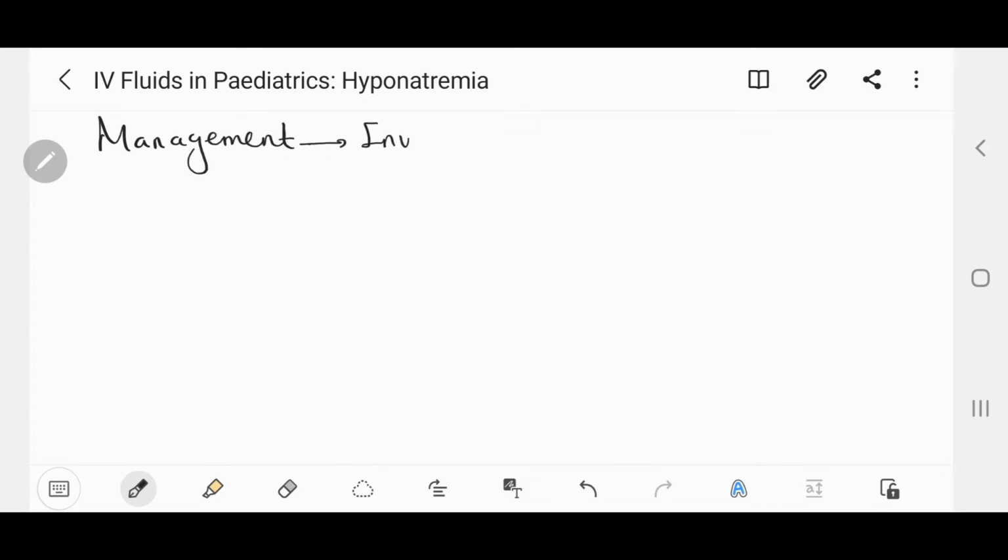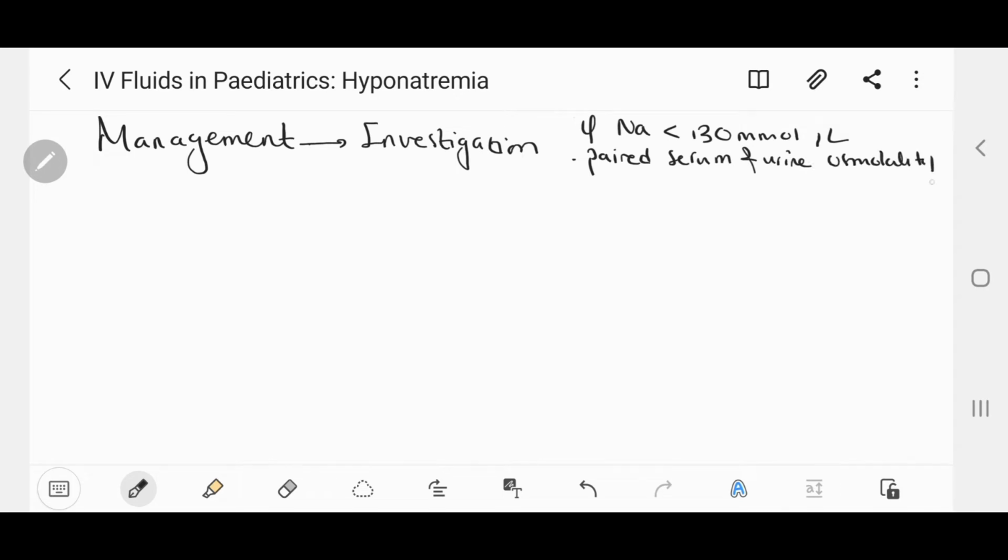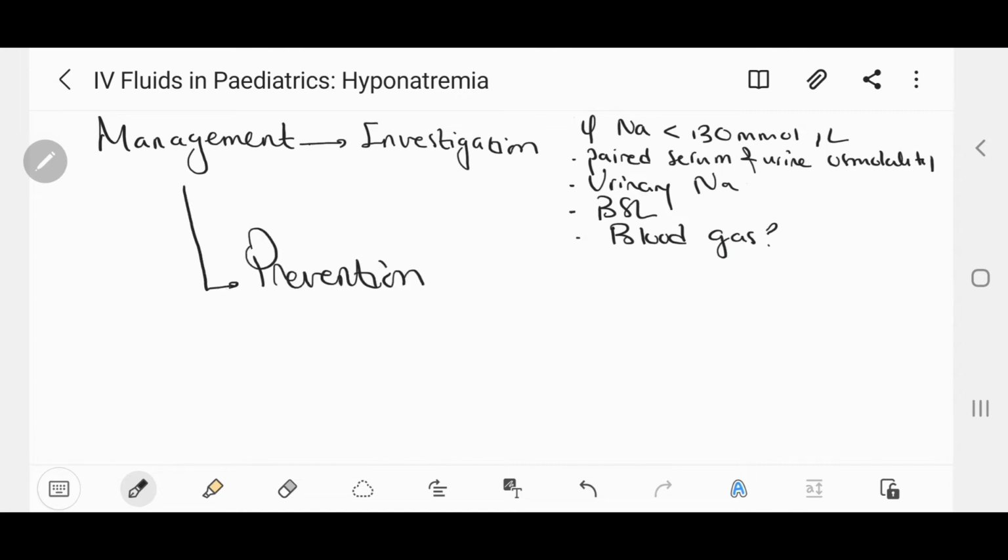So if sodium is below 130 millimole per liter, we might do some investigations such as the paired serum and urine osmolality, urinary sodium. We can also check the blood sugar level and consider blood gas if the patient is sick. As for prevention, special attention should be paid when prescribing fluids to children with conditions associated with increased ADH secretion. So what do we do? We only give isotonic fluid, which is 0.9% saline plus 5% glucose for maintenance.